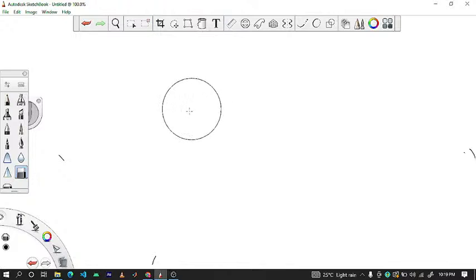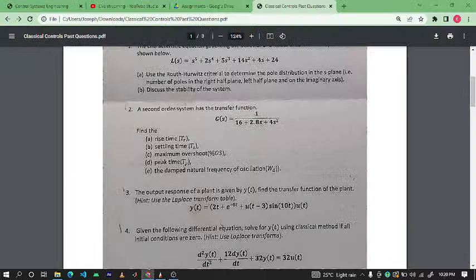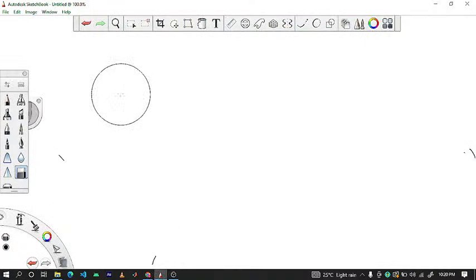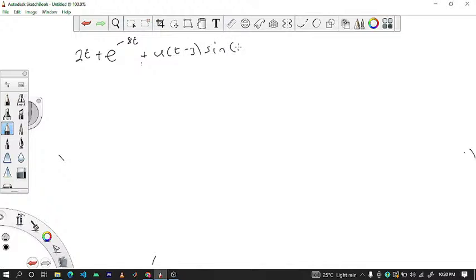All right. So our question is 2t plus e to the power minus 8t plus u of t minus 3 sine 10t. All this by u of t is equal to y of t.